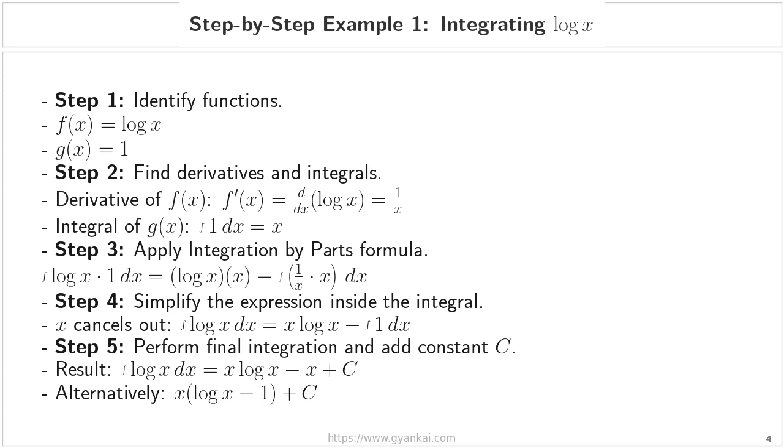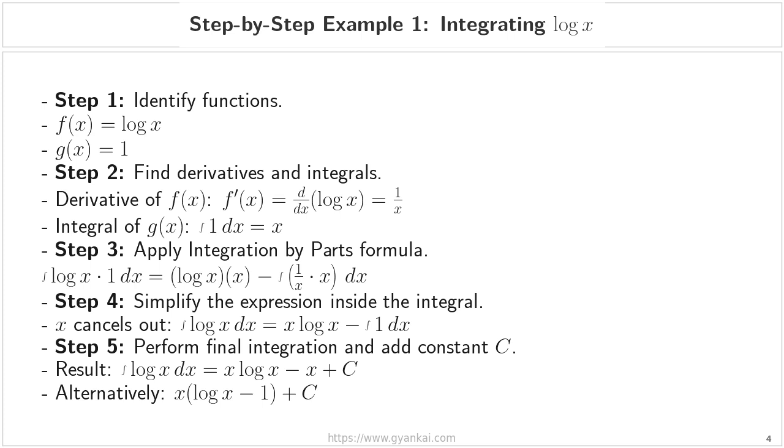Step 5, perform final integration and add the constant. Finally, we integrate 1 with respect to x, which gives us x. Therefore, the integral of log x dx equals x log x minus x, plus the constant of integration. We can also rewrite this as x multiplied by the quantity log x minus 1, plus c, and there you have it. We've successfully integrated log x using integration by parts.